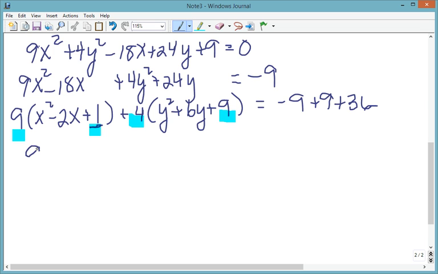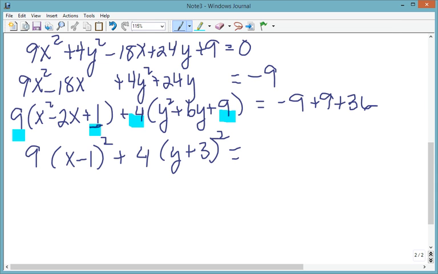Alright, so now I have 9, and this is a perfect square of x minus 1 squared, right? And I have 4, and this is y plus 3 squared. And over here, the 9's cancel, and I just get 36. So we're close, we're not quite. Remember, in standard form, it's equal to 1. So I've got to make it equal to 1 by dividing everything by 36.